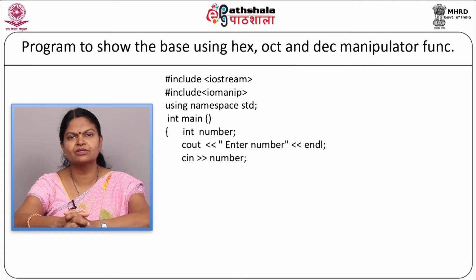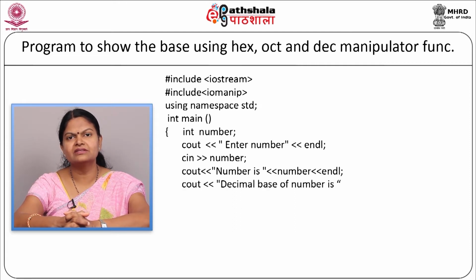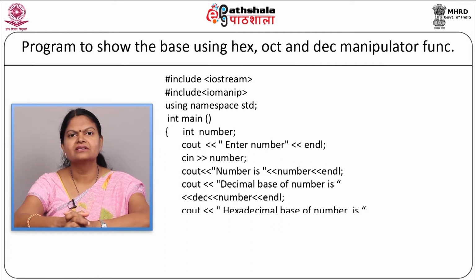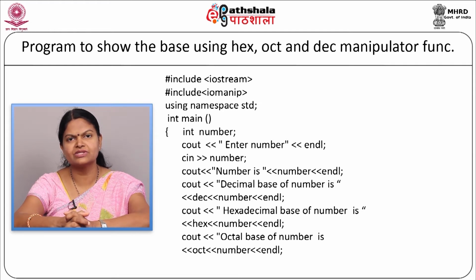Now we will display this number on the screen as cout, "the number is" as the text and the value of number, \n. Now we will display the three base values of this particular number using the cout statement. As cout, the decimal base of a number is, dec, and the value of number, \n. Next, the hexadecimal base value of a number is, hex, and the value of number, \n. And the last one, cout, the octal base value is, oct, and the value of number, \n. Return 0 and our program will end.